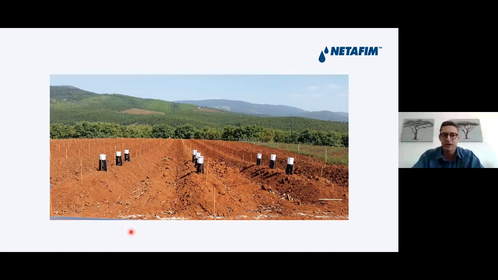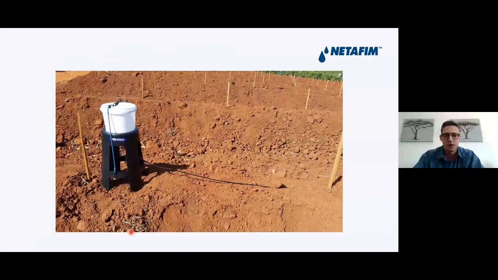If we just take a quick closer look at what the setup looks like, it's a very simple setup. We only have a stool that's about half a meter tall with a small bucket, and then we see a small button dripper at the end, which we irrigate through.